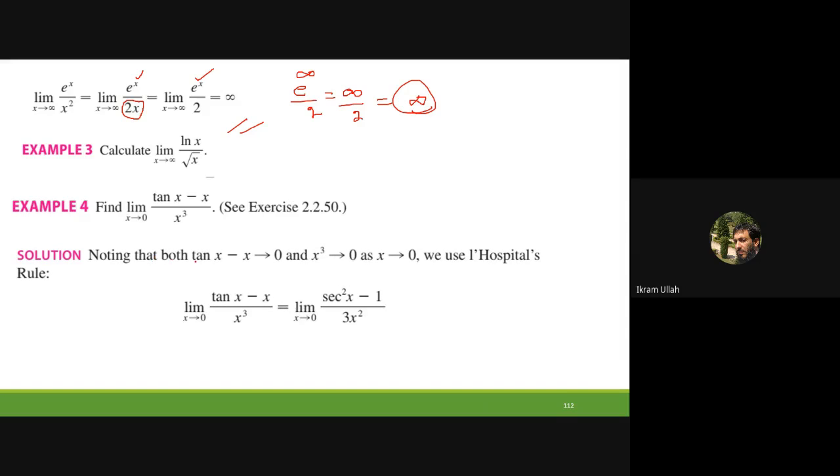Noting that tangent of x minus x approaches 0 when x approaches 0, because tangent 0 is 0 and x is 0, 0 minus 0 is 0, and the denominator also goes to 0. So by directly applying the limit, we get the 0 by 0 form. Therefore we use L'Hopital's rule. Take the derivative: the derivative of tangent is secant squared x, the derivative of x is 1, and the derivative of the denominator function is 3x squared.